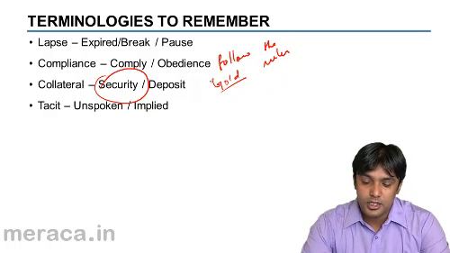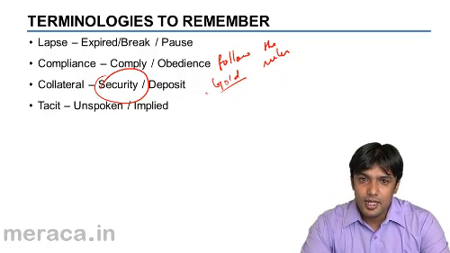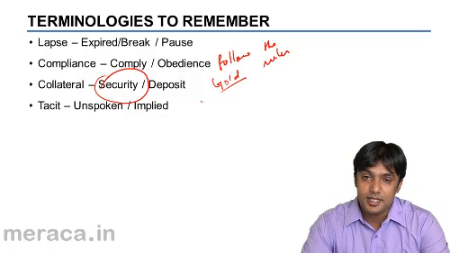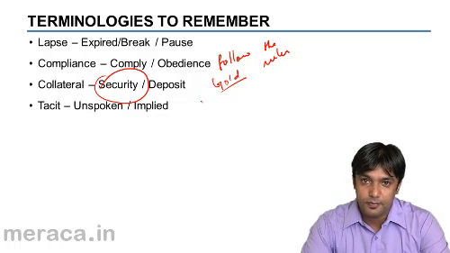The next word is tacit. Tacit is similar to implied. Implied means understood. Hence tacit would mean understood.